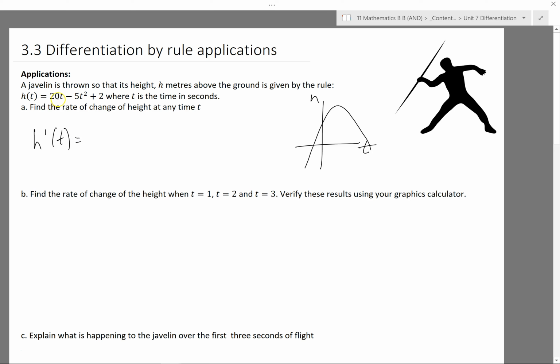To find that, 20t is just a linear term, so 20. Differentiating something with a minus sign, we can still do the differentiation. So minus 5 times 2, t to the power 2 minus 1, and differentiating a constant is just 0. So the rate of change of height at any time will be 20 minus 10t.